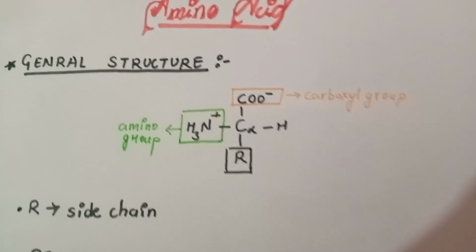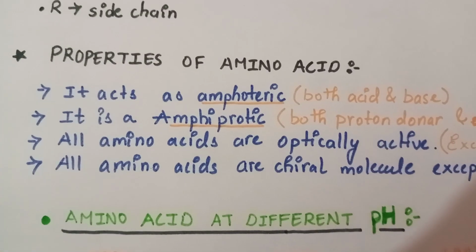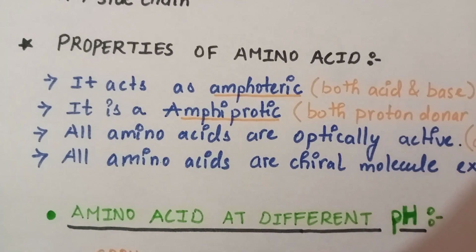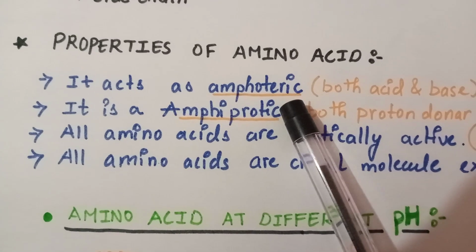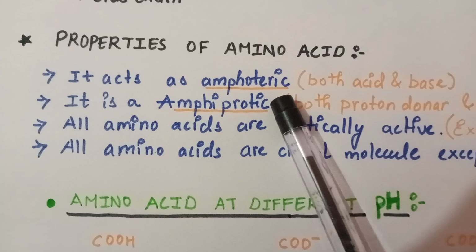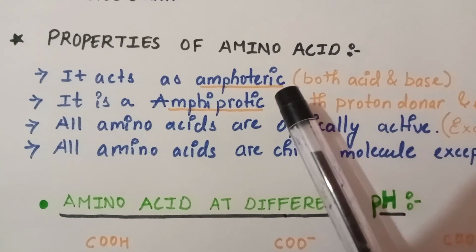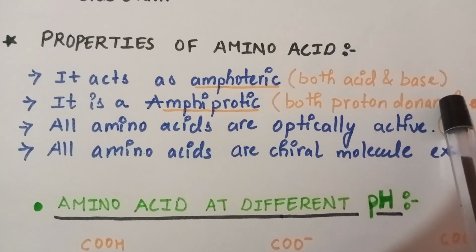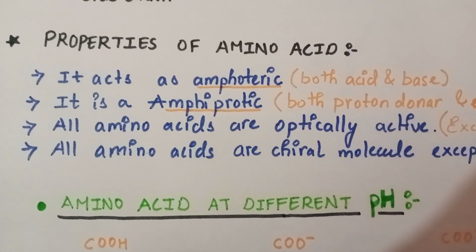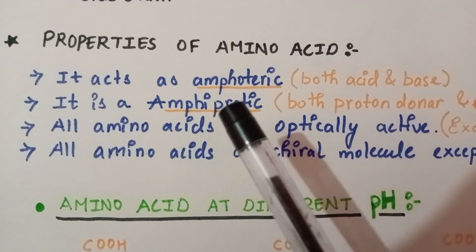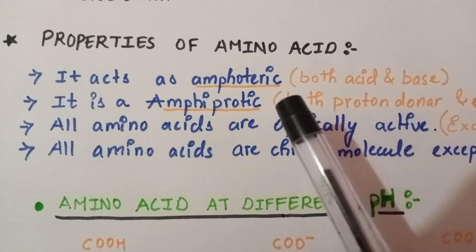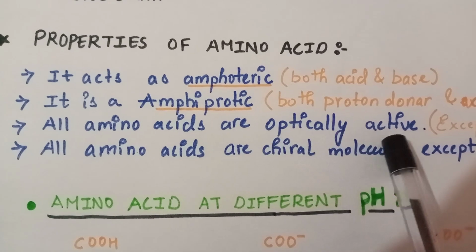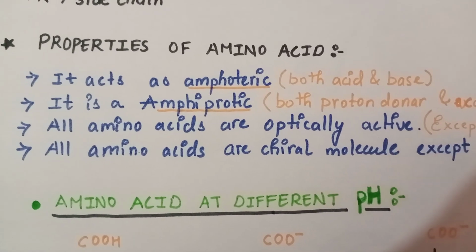Let's see the properties of amino acid. If we talk about the properties of amino acid, the first is that it acts as amphoteric. Amphoteric means that the amino acid will act as both acid and base in nature. The second property of amino acid is that it is amphiprotic, meaning it will act as both proton donor and acceptor.